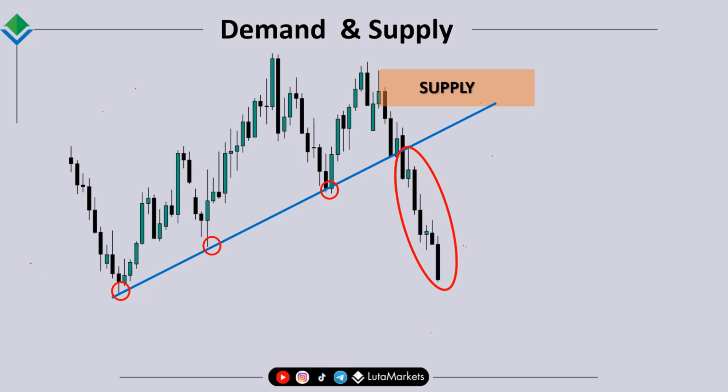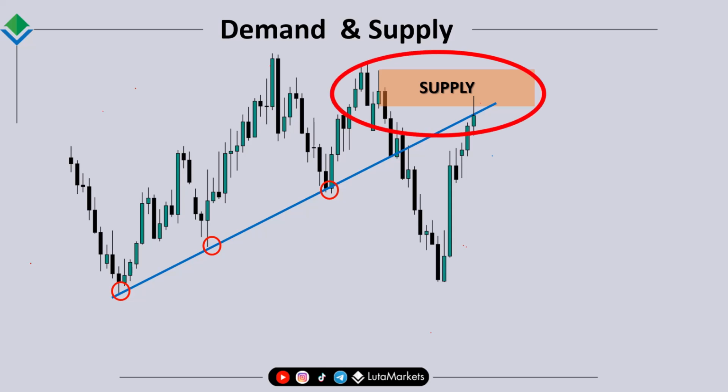Step 4. Retest plus intersection equals perfect entry. This step is where the magic happens. After the trendline breaks, price often comes back to retest the trendline it just broke. In this case, something powerful happens. Price retests the broken trendline. At the same time, price also comes back to the supply zone where sellers previously stepped in.